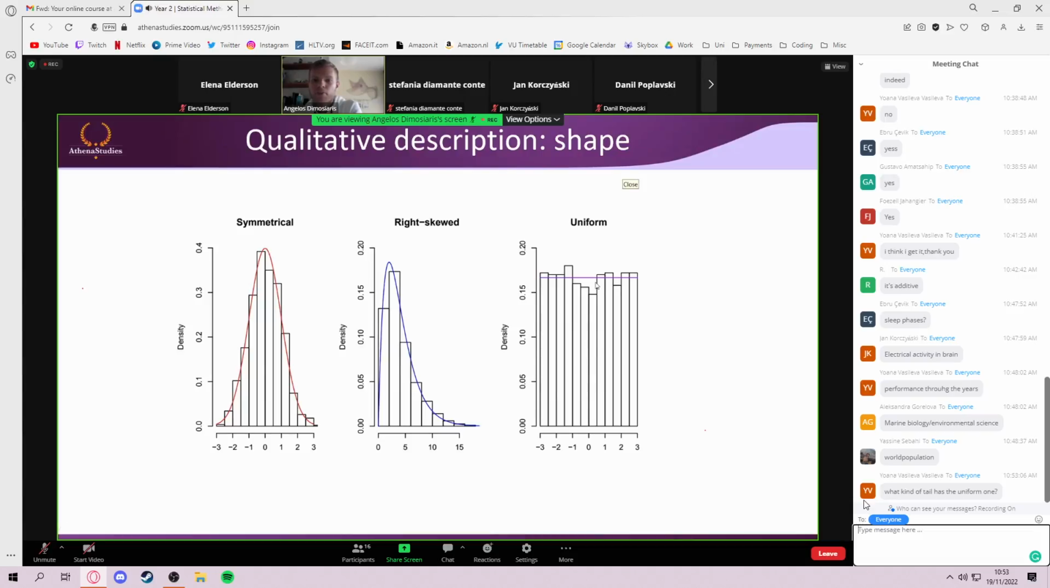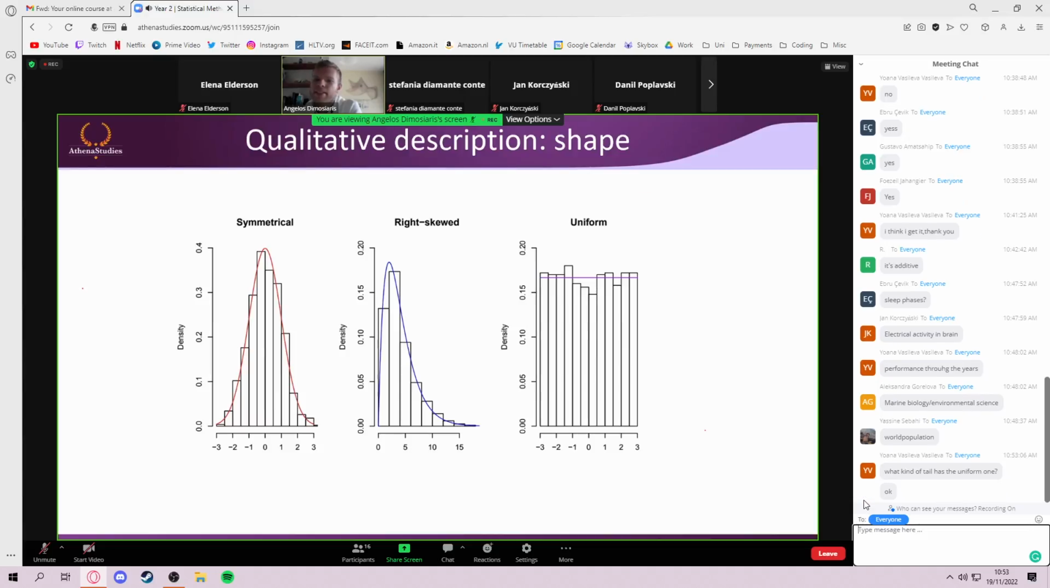What kind of tail does the uniform one have? It doesn't have a tail. It's a single line, this purple line here.